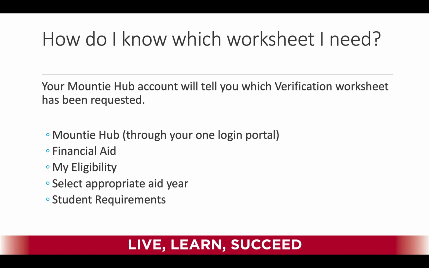If you are unsure about which verification worksheet you need to fill out, you can use your Mountie Hub account to see which worksheet has been requested. Simply follow these steps. Log into Mountie Hub through your One Login portal. Click on Financial Aid. Click on My Eligibility. Select the appropriate aid year. Click on Student Requirements. This page of your Mountie Hub account will show you what requirements are outstanding and need to be completed. The requirements page will also show you exactly what documents are needed.